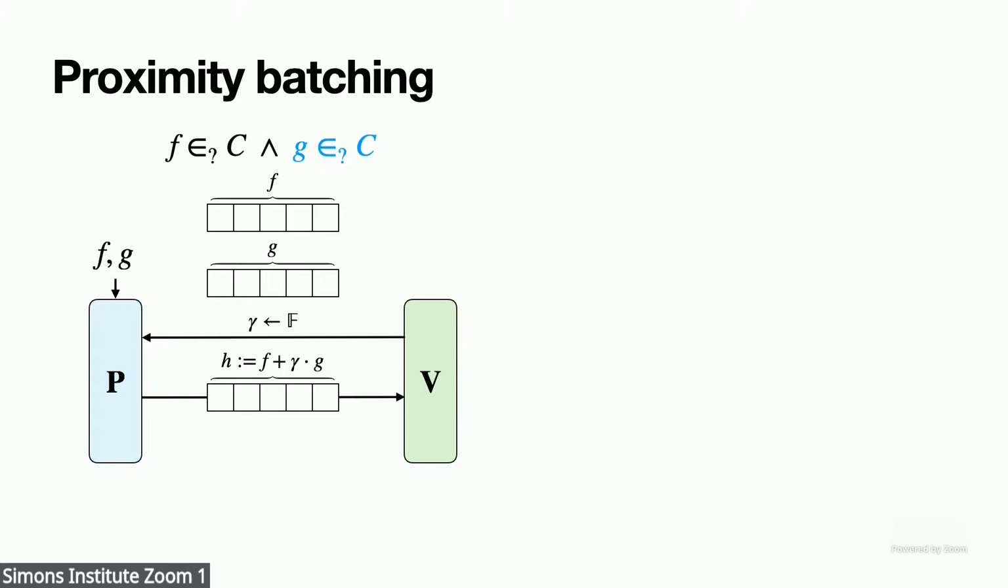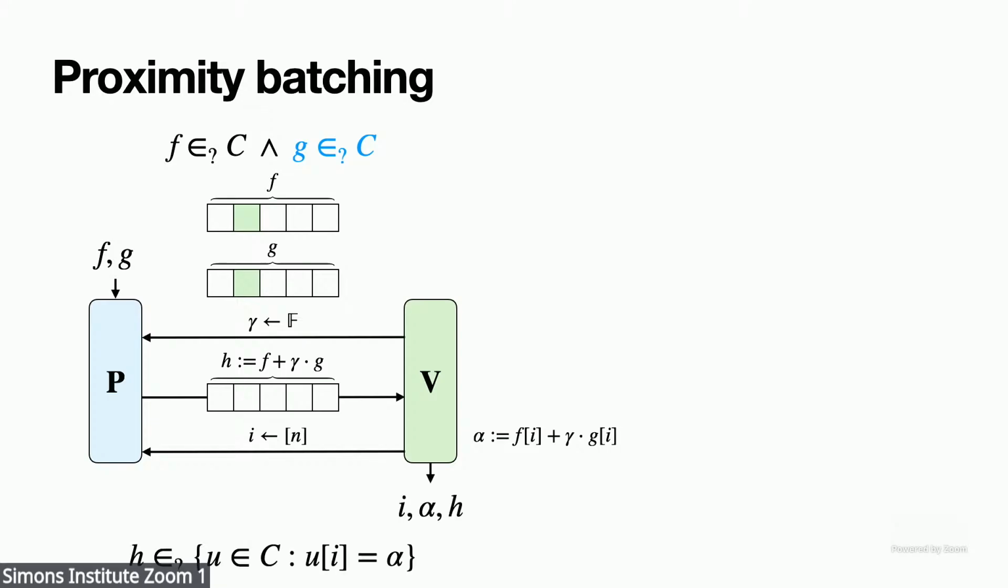Okay, and the verifier is just going to do this by sampling some random index. It's going to calculate what it thinks the random combination should be at that index, and it's going to output this claim. And the claim is that this new oracle that the prover sent is not only a code word, but actually one of the code words which equals alpha at its ith symbol. So it's some sort of subset of the code, constrained by this equality.